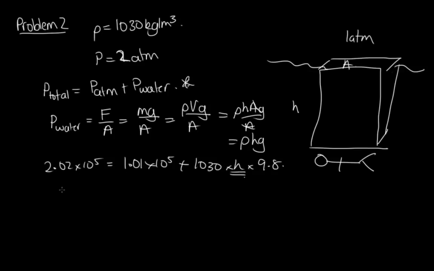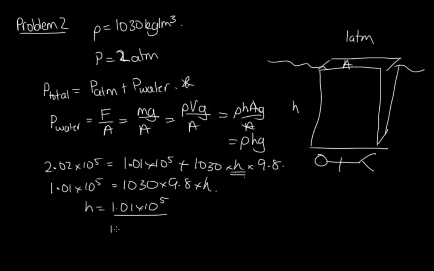So now we need to rearrange to find this h. So we can subtract this from this, and we've got 1.01 times 10 to the 5 is equal to 1030 times 9.8 times h. So h is equal to 1.01 times 10 to the 5 over 1030 times 9.80. And solving that on the calculator, we end up with 10.0 meters. So he needs to be exactly 10 meters under the water to experience double atmospheric pressure.